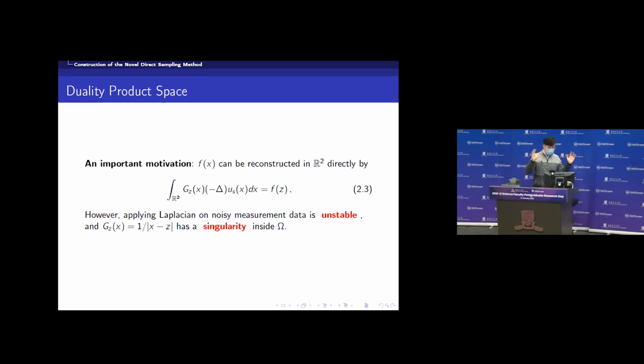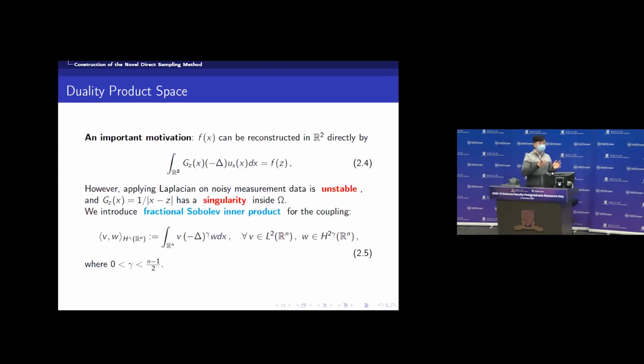But you can recall that the Laplacian operator is a second order differential operator. So it's very, very dangerous to apply a differential operator to noisy data. The second problem is that this function J_z is 1 over the distance between x and z. There is a singularity for this function, a point with infinity. As mathematicians, we handle infinity a lot, but in reality there is no such thing. We need some finite value.